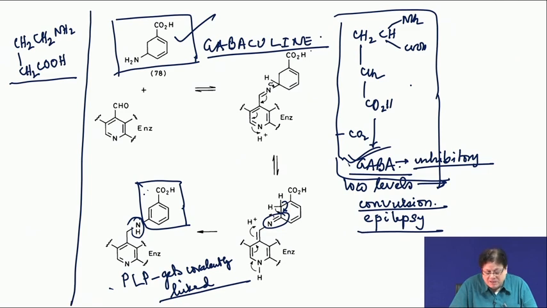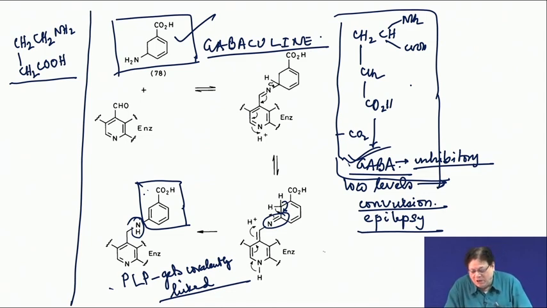Now, there is a slight difference in the mechanism of action of the two. Vinyl GABA is covalently linked to the enzyme as well as to the cofactor. Here it is linked to the cofactor, but if you can neutralize the cofactor, that means the enzyme cannot act either, because the enzyme needs this cofactor to function as a transaminase enzyme.